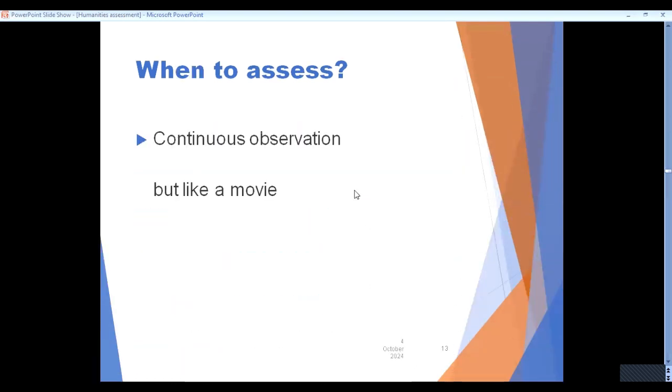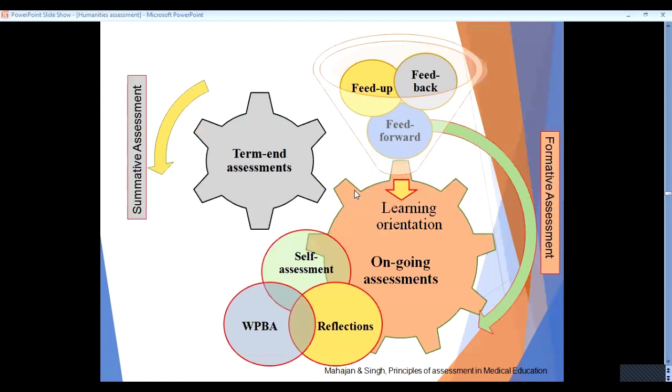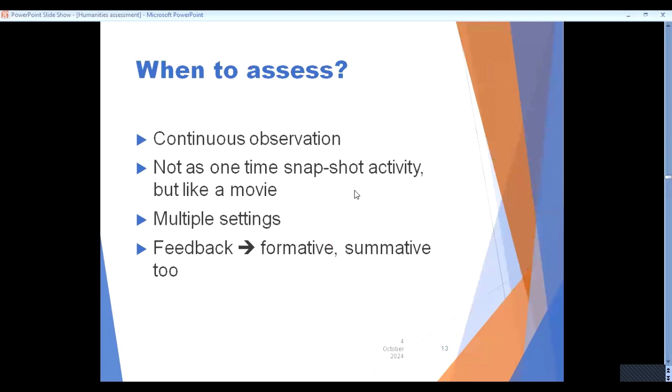And that is why it is very much essential to assess. Now, the question is when to assess. As far as humanities and soft skills are concerned, the assessment should be continuous. It should not be a cross-sectional assessment like a single snapshot activity, but it should be like a movie. Go on assessing at short intervals, in multiple settings, by multiple assessors, and at multiple times. And at each point of assessment, go on giving continuous feedback and go on mentoring the students.